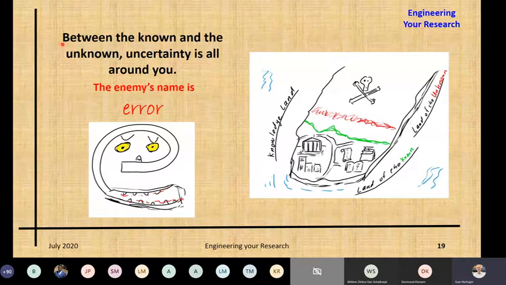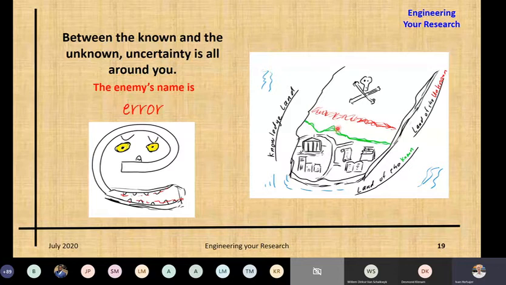Now, here we have it. Between the known and the unknown, uncertainty is all around you, and the enemy's name is error. Okay, there's the error monster. The enemy's name is error. Error is always present in the land between the known and the unknown, right? And what are we doing in this area between the known and the unknown? We're busy making knowledge, and we're using a process to make knowledge in that area.